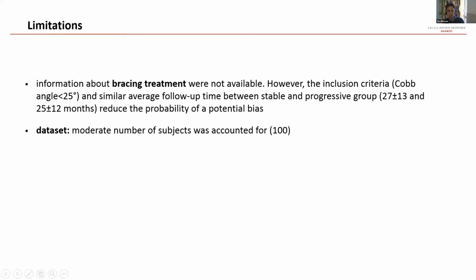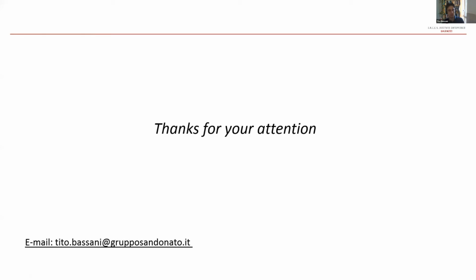As regards the limitations, the main one is that the information about recent treatment, which is recognized to contrast the progression of the curve, was not available. But the inclusion criteria, which were that the Cobb angle was lower than 25 degrees, and the condition that a similar average follow-up time was found between stable and progressive group, reduced this probability of potential biasing. Moreover, the data set exploited accounted for a moderate number of subjects, 100, and a larger data set should be used to better refine the classification models and to support the results. And thanks for your attention.